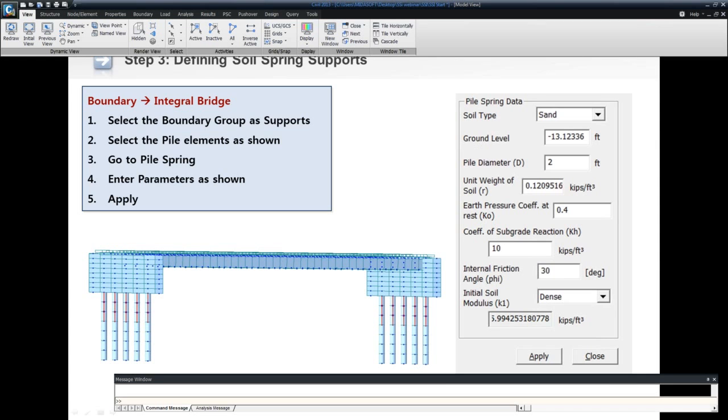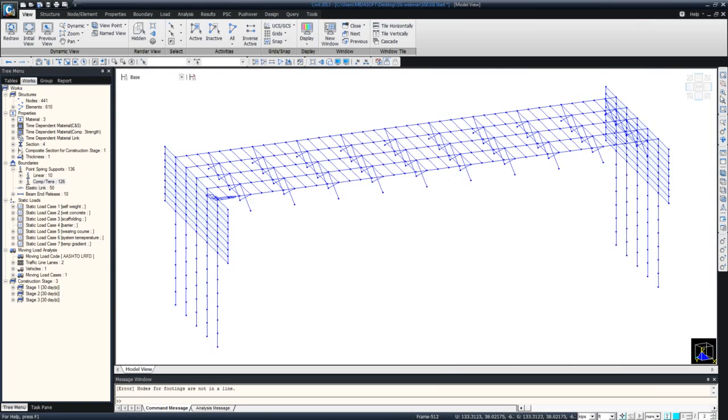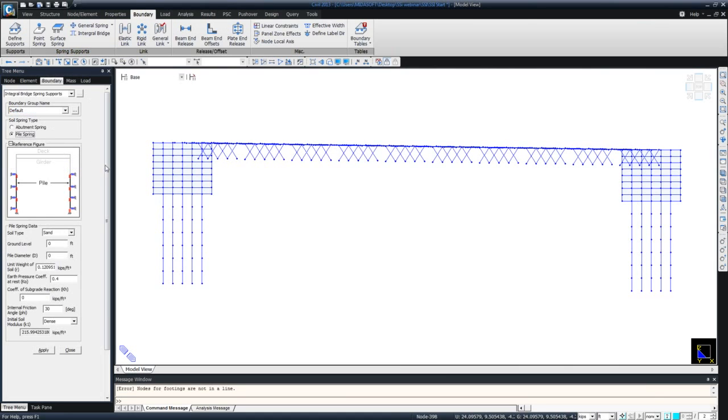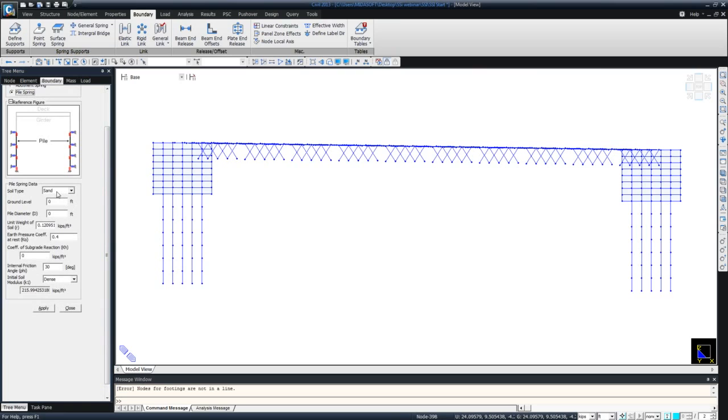Let me open Midas Civil one more time, the same model that we have been working on. I'll go to the side view, go to boundary, integral bridge, select pile springs, and punch in the data. First of all, it has to be sand. I'll click on the ground level and put the ground level at the base of the abutment here. The pile diameter would be 2 feet, and I'll put in the unit weight of soil, the earth pressure coefficient at rest, the coefficient of subgrade reaction, the internal friction angle, and now I'm going to select the pile elements.